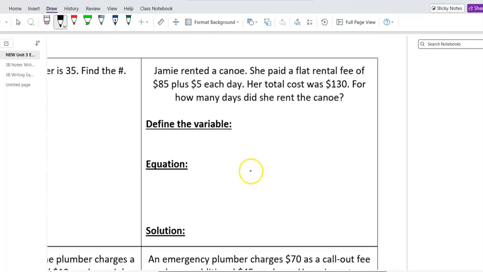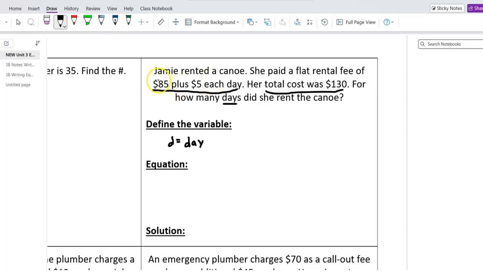Jamie rented a canoe. She paid a flat fee of $85 plus $5 each day. Her total cost was $130. How many days did she rent her canoe? So our variable here is going to be D for days, because we want to find out how many days.